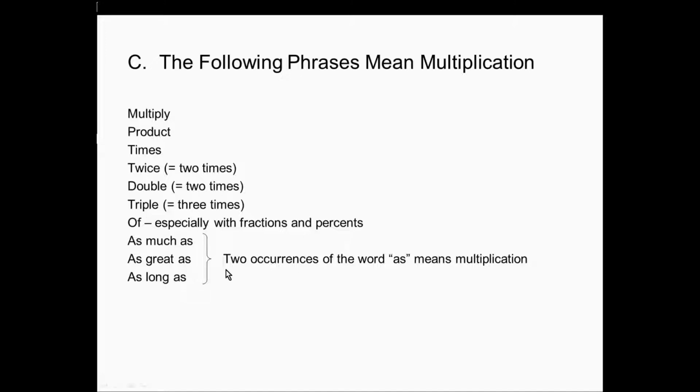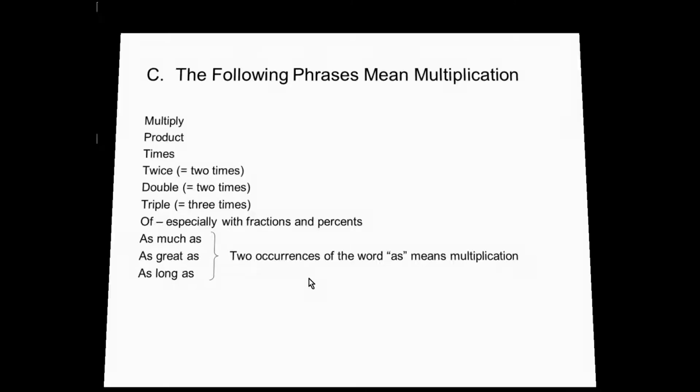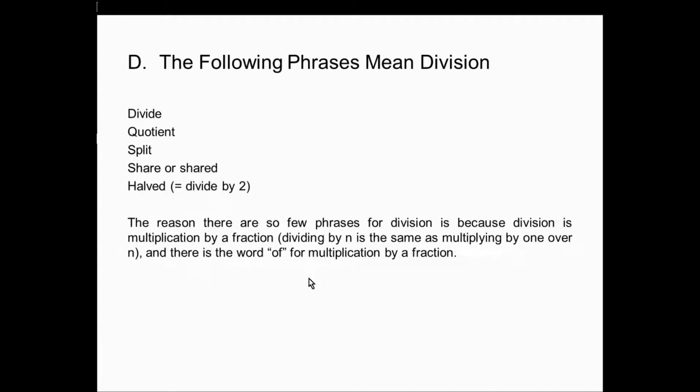And then as much as, as great as, and as long as. Two occurrences of the word as means multiplication. It may not sound like it, but it does. And then the following phrases mean division. Divide, a quotient. Quotient is the answer to a division problem. Split, as in let's split the cost. Share or shared, and halved means to divide by 2.